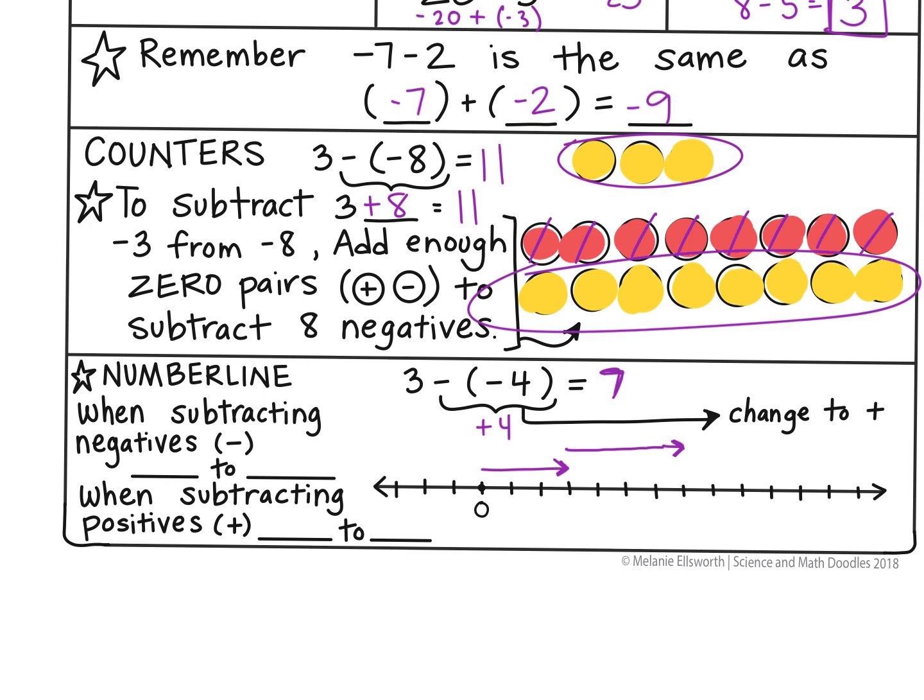Okay, so when subtracting negatives, I move to the right. When subtracting positives, which way do I move? To the left. So subtracting a negative is like adding a positive.